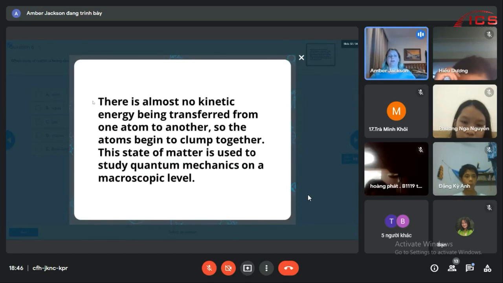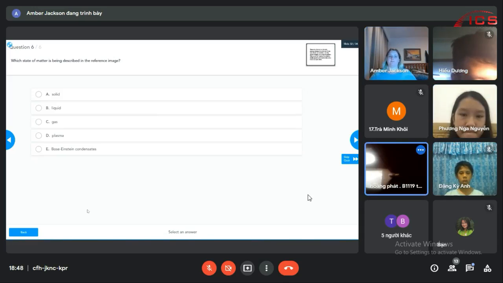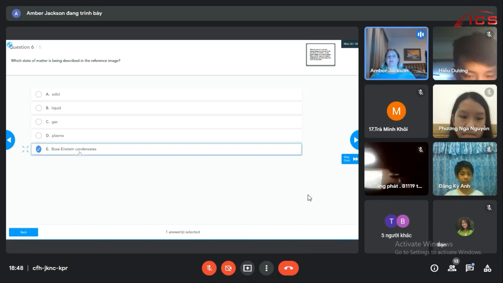There is almost no kinetic energy being transferred from one atom to another, so the atoms begin to clump together. This state of matter is used to study quantum mechanics on a macroscopic level. Lana, what is this state of matter? Yes, the Bose-Einstein condensates. Remember, we've already talked about solids, liquids, gas, and plasma. So by default, it could only be the Bose-Einstein condensate.